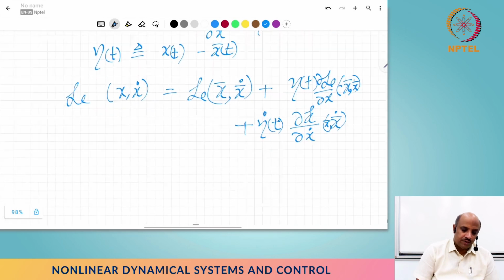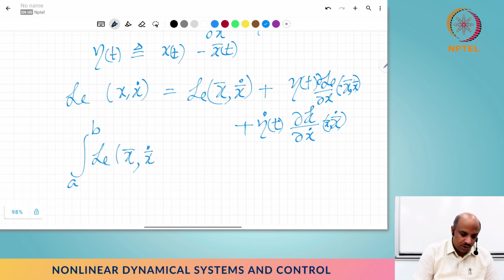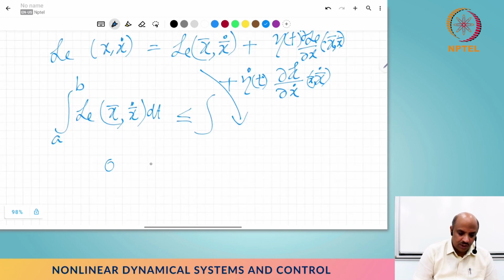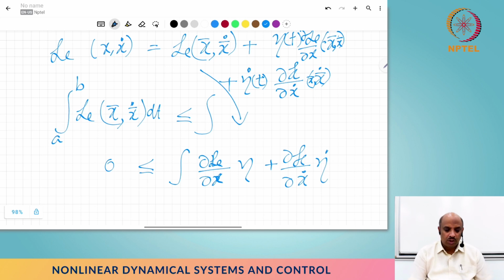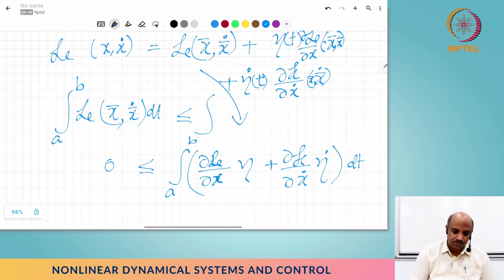So now where are we going? Go back to the integral a to b of L of x bar comma x bar dot dt, which is less than or equal to the integral of all this. So in other words, 0 is less than or equal to the integral of partial of L with respect to x times eta, plus partial of L with respect to x dot times eta dot, dt. And this is true for all kinds of perturbations around that ball, around x bar.